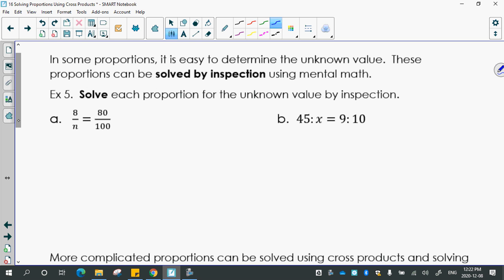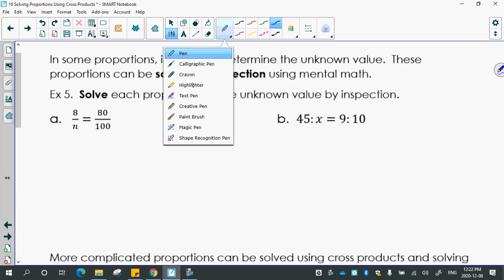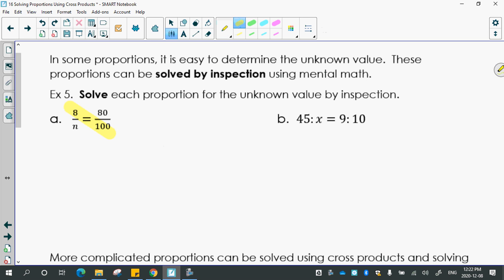Okay? So we're going to solve each proportion. It says by instruction, but we're going to use cross products. So draw your cross product. All right. Find your variable. Here's my variable. Does everyone see it's n? I'm always going to start with that cross, the cross that has my variable in it.